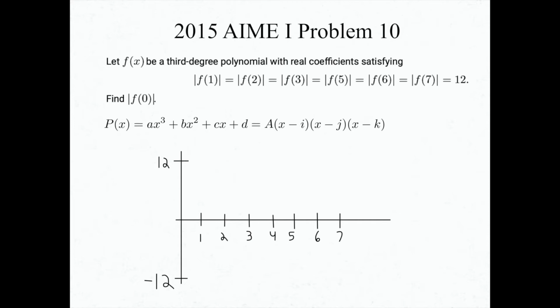We could have all of these signs be reversed, but if you notice the end of the problem, it says find the absolute value of f(0), so it doesn't matter which one we actually choose. Here I labeled these points, and as you can see, this is the only way it really makes sense to draw a cubic equation.